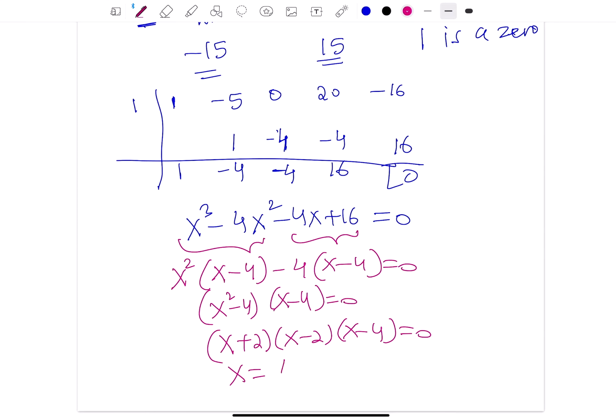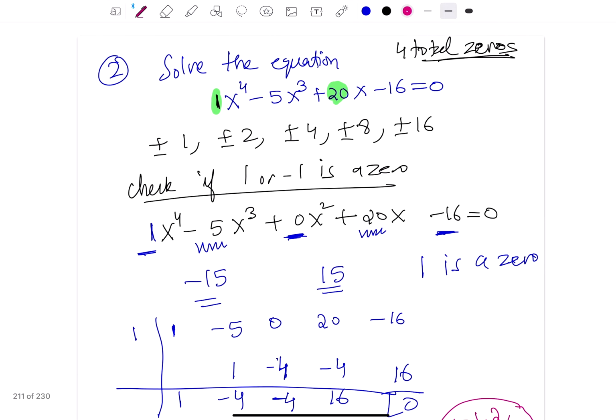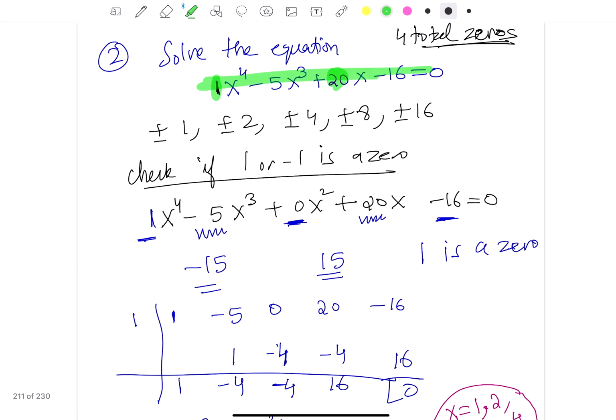So from here, I have my other 3 zeros because I could do factoring by grouping here. So all the zeros for this polynomial are x equals 1, 2, -2, and 4. 1, 2, -2, and 4 are the zeros for this polynomial. So those are the x-intercepts, those are the roots. If we were to graph it, these will be my x-intercepts.